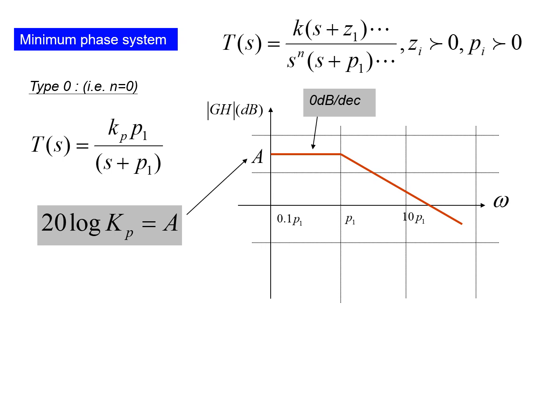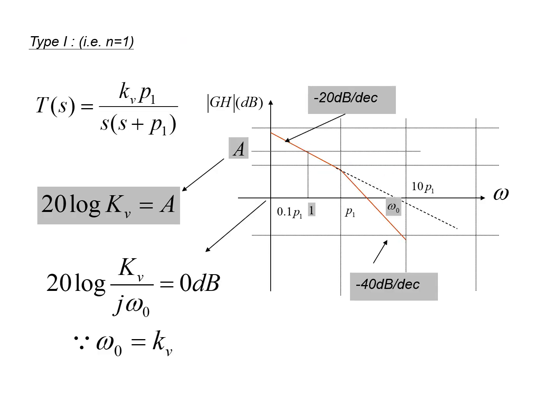We will get Ts equal to kp times p1 divided with S plus p1. The magnitude of the transfer function G in dB is flat from 0 until p1, and then it goes down here. It is 20 log kp equal to a. Okay, this is for 0 dB per decade.